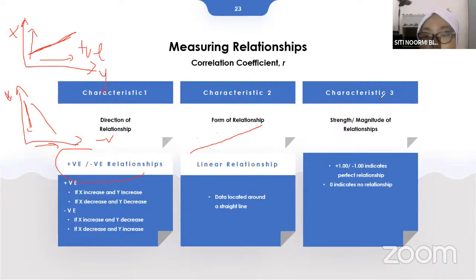The last characteristic is in terms of the strength or the magnitude of relationship. The highest magnitude of relationship is 1. The direction doesn't matter, but the highest value of correlation is 1. The smallest is 0, which indicates that there is no relationship.